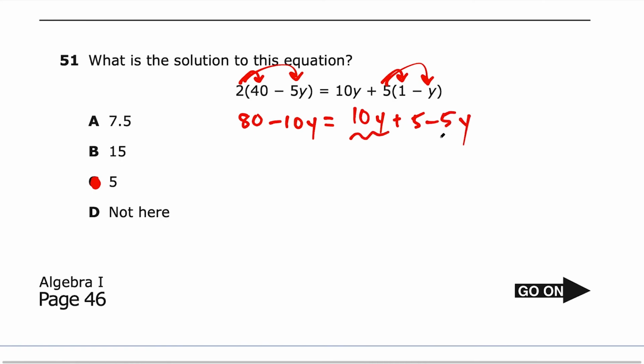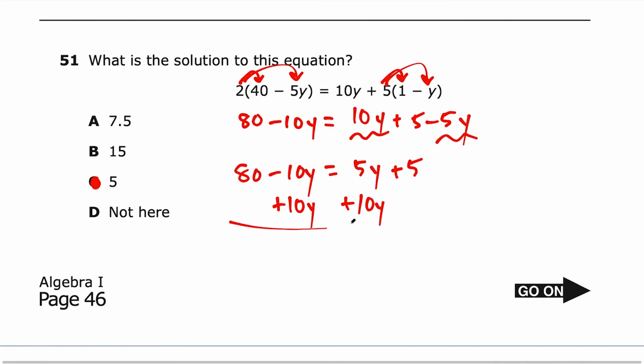So the first thing I would do is combine like terms. I have 10y minus 5y, which I just combine the coefficients. 10 minus 5 is 5, so I have 5y. The plus 5 just tags along, and now I have 80 minus 10y. Now I'm used to the variables on the left, but in this case, I'd actually want to add 10y to both sides because I'd rather work with all positive numbers here. So now minus 10y plus 10y cancels. I have 80 equals 5y plus 10y is 15y, and then we have our plus 5.